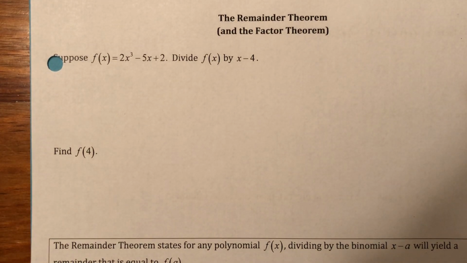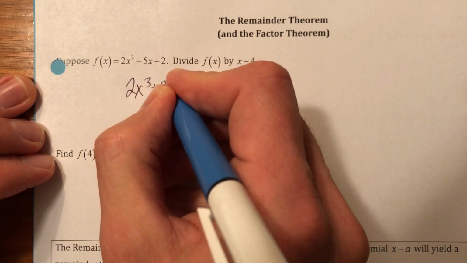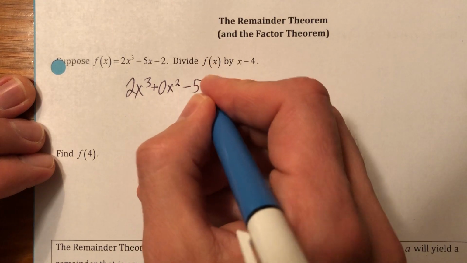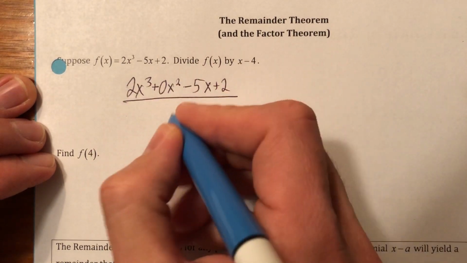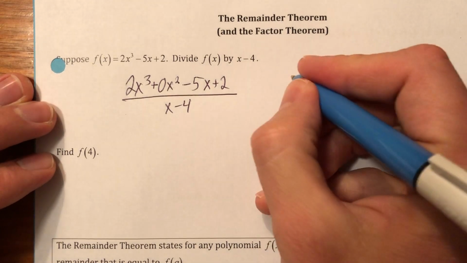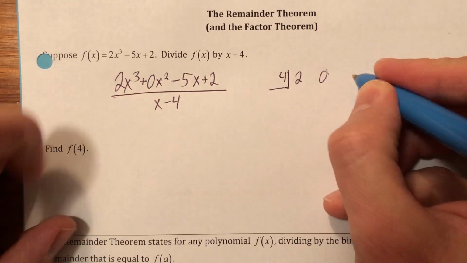We actually just learned this lesson. So 2x cubed minus, actually let's make it plus 0x squared for obvious reasons. We're missing an x squared. Minus 5x plus 2. And we're going to divide it by x minus 4. Okay, so same thing we just did. So let's do this pretty quickly. So 4 is going to go, so we have 2, 0, negative 5, 2.